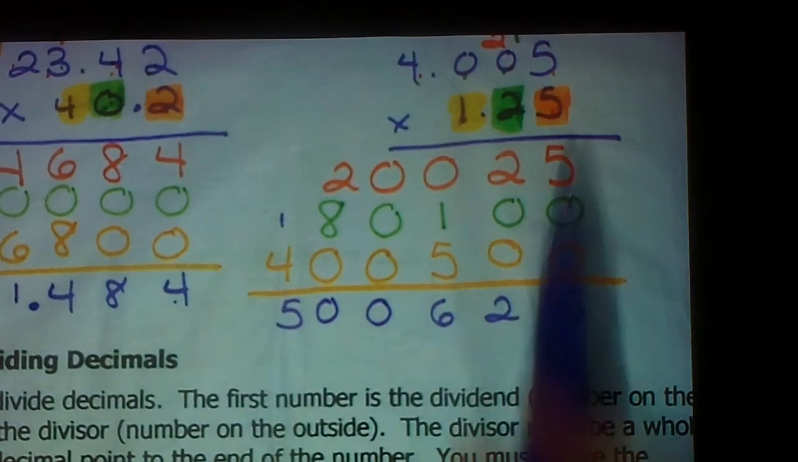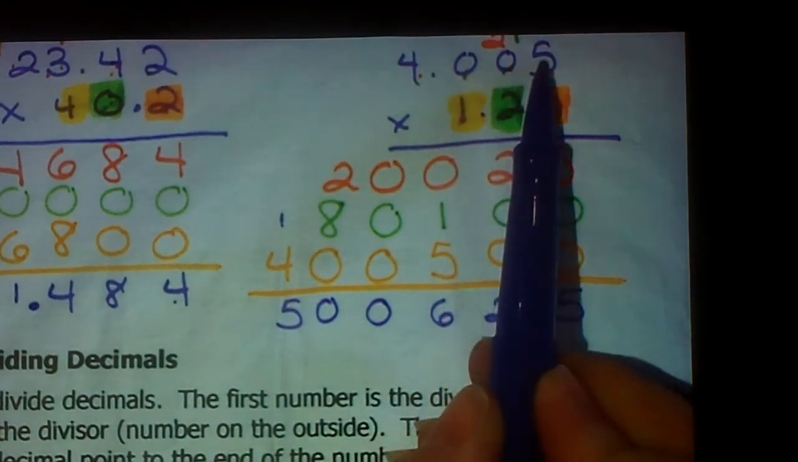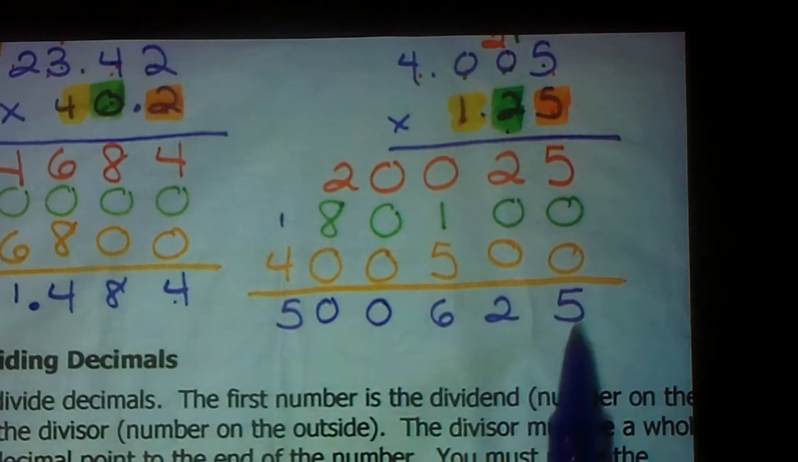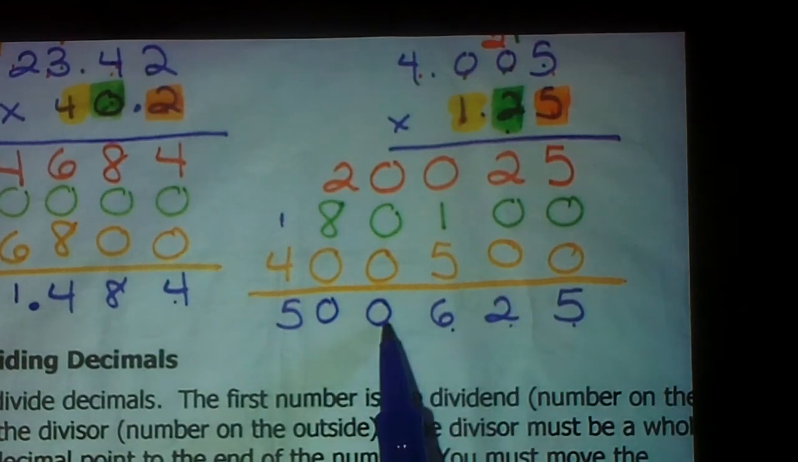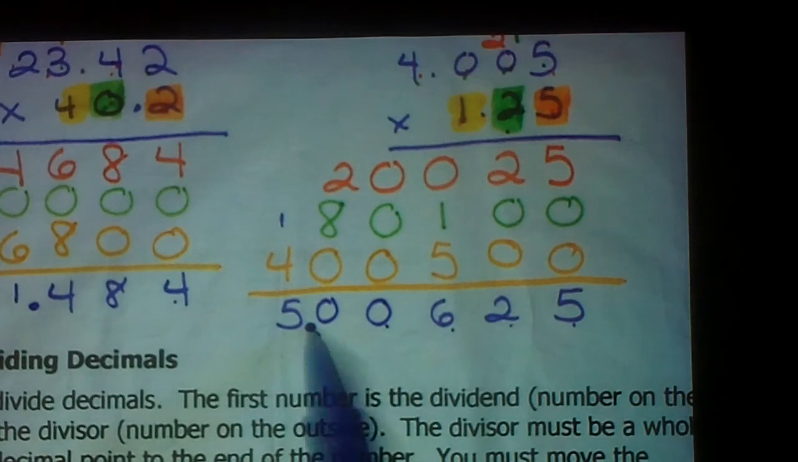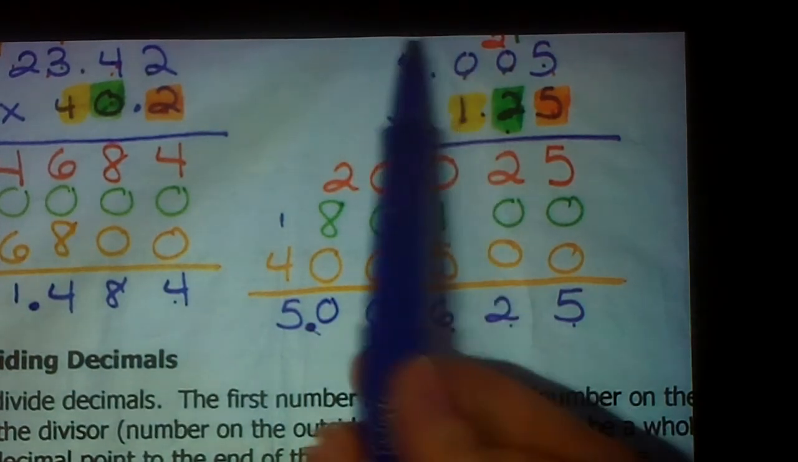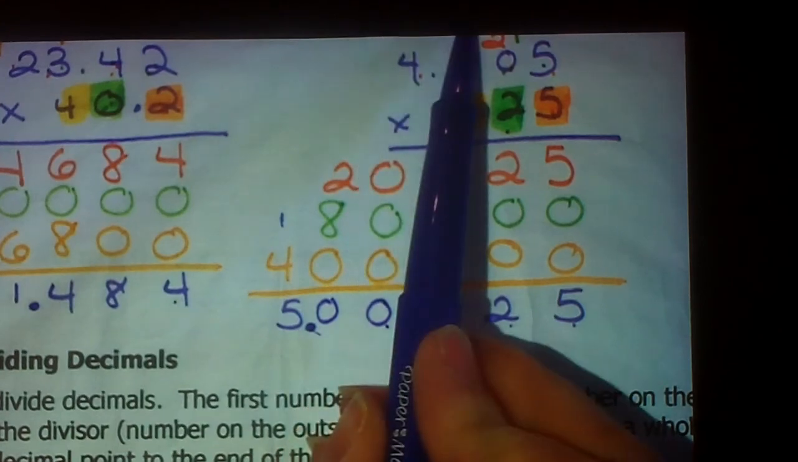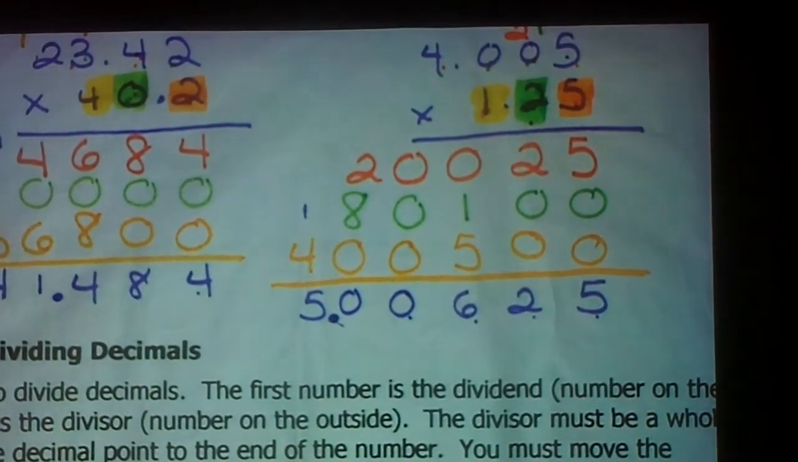How many digits behind a decimal? 1, 2, 3, 4, 5. And look at the answer. It's really just a little bit above 5. And our original problem is a little bit more than 1 times a little bit more than 4. So that answer does make sense.